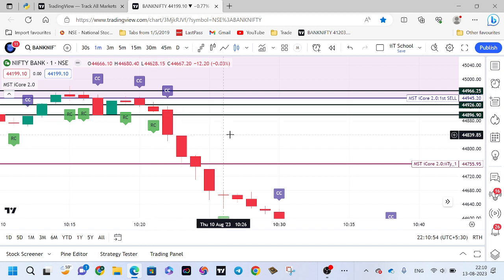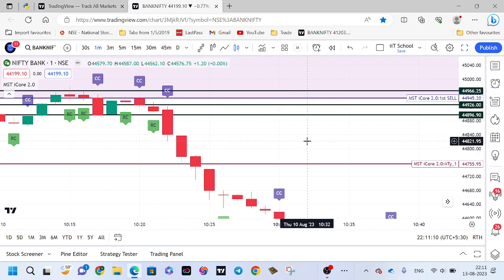So when you are getting a profit, what to do? You can sell 50% of the quantity at first target. The remaining 50% you can keep for more targets by revising the stop loss. So this is how you have to trade.